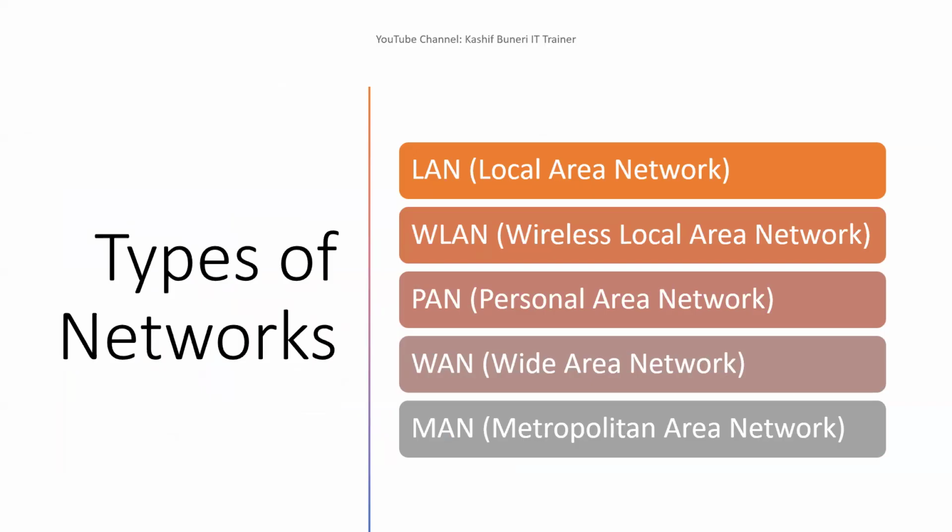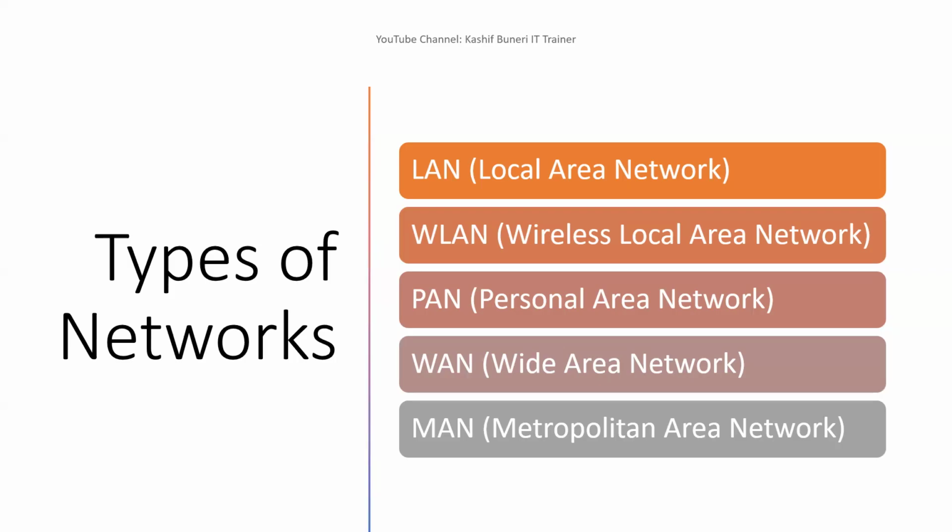Types of networks: local area network, WLAN, personal area network, wide area network, metropolitan area network. In general terms, mostly we say we have two types of network. One is local area network and the other one is wide area network. What is a local area network? Let's say you have a small office and you have 10 to 15 computers and you connect them with each other. That is called a local area network.